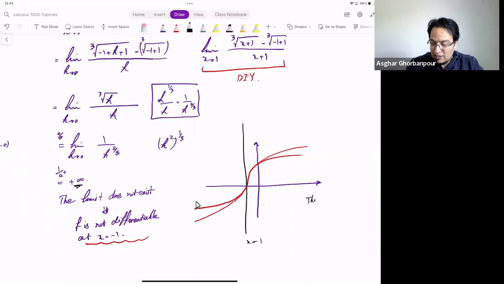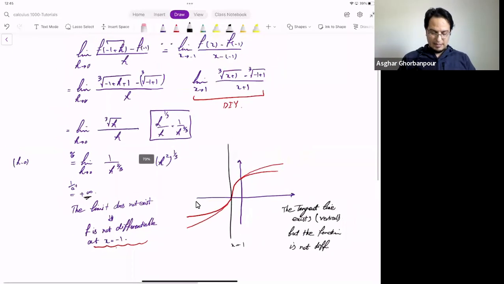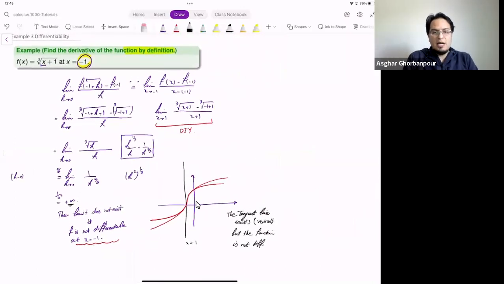So the tangent line exists. It is a vertical one, but the function is not differentiable. So this is one special case of a function not being differentiable at a point. Okay. Any questions, any comments before I move on and do another example?